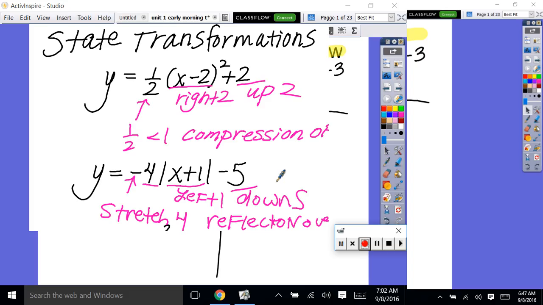Okay. Next one. Don't let something like this throw you off. Let's describe the transformation. Any shift left and right? No. Nope. So we're just going down 4, correct? And reflection over x. Okay, I don't want to write that. Are we all good?